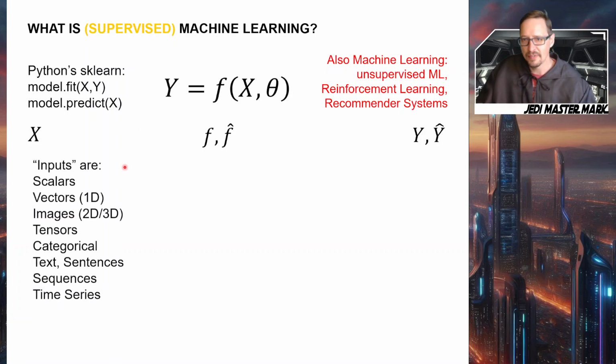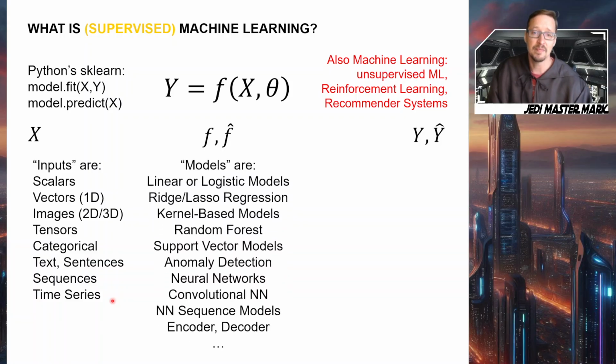These inputs can be a lot of things. I think most people gravitate towards thinking of it as a table in Excel, for instance. These can be scalar values, so single values. It could be vectors, so a 1D signal, and you can think of kind of a signal there. Could be 2D or 3D, so images or videos, for instance, tensors, categorical, so categories of things, text and sentences, sequences, time series. So there's a lot of different things that are covered within the inputs to these models.